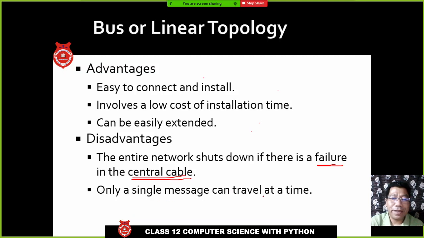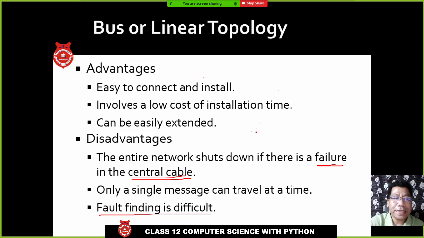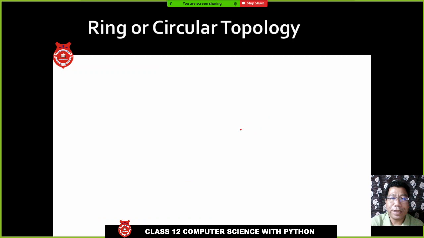Also, only a single message can travel at a time. Since they are sharing the same cable, only a single message can travel at one time, even though it is possible to share. These are some of the disadvantages. The fault finding is also difficult. If there is some problem in the network, it is very difficult to locate which part of the network is at fault. So this is known as the bus or the linear topology.